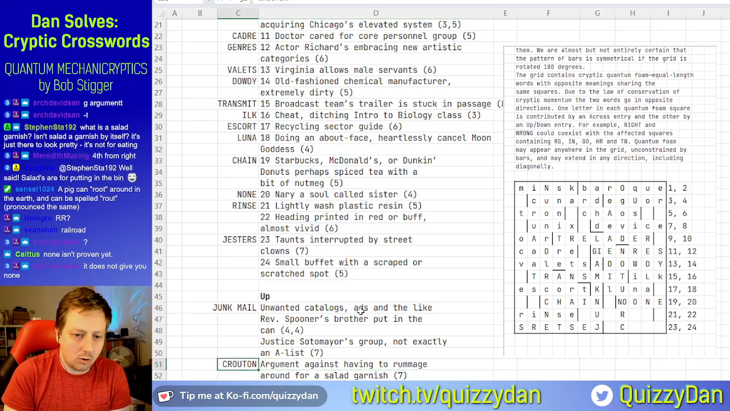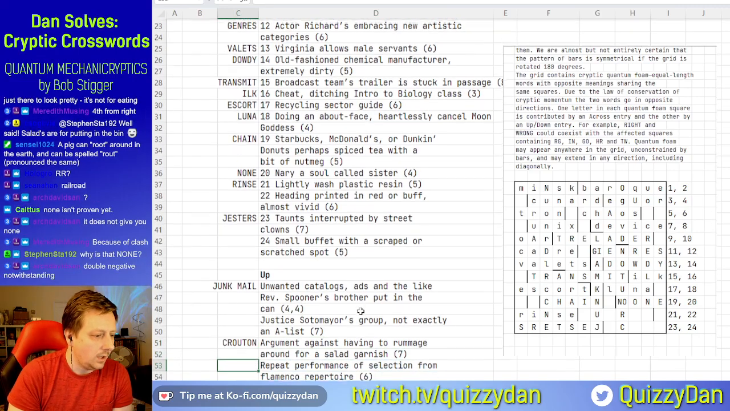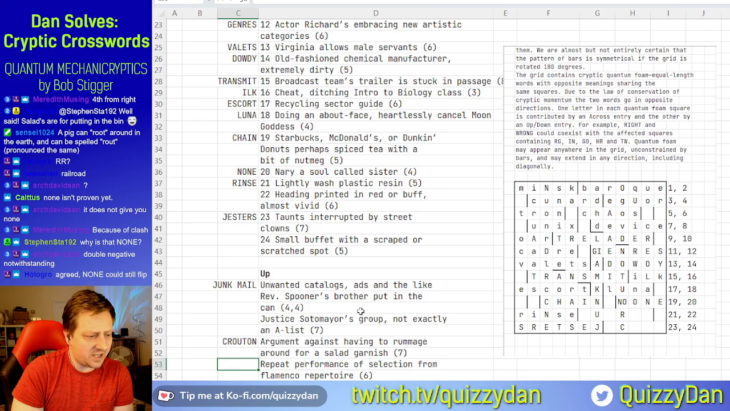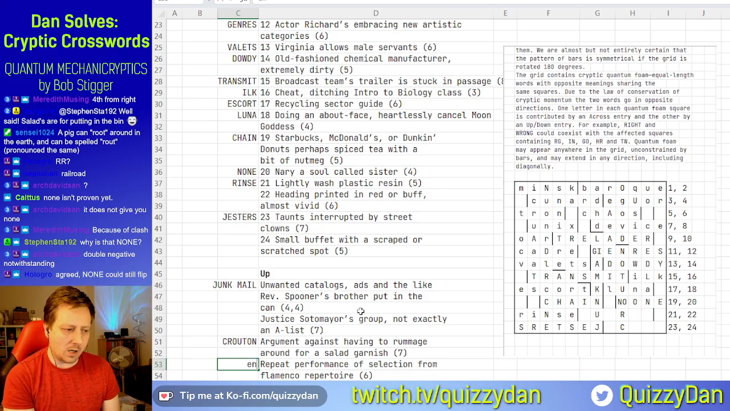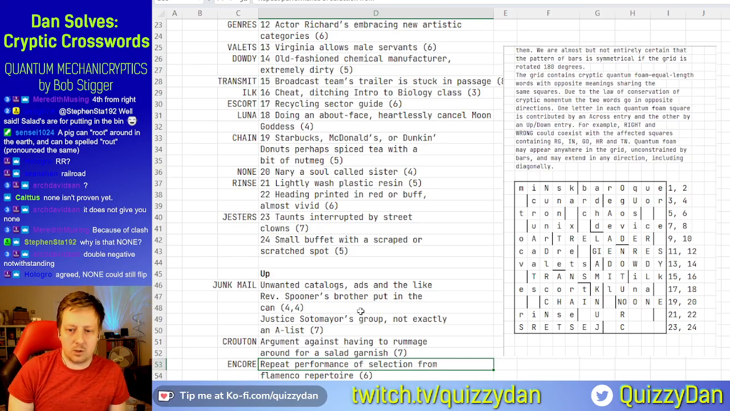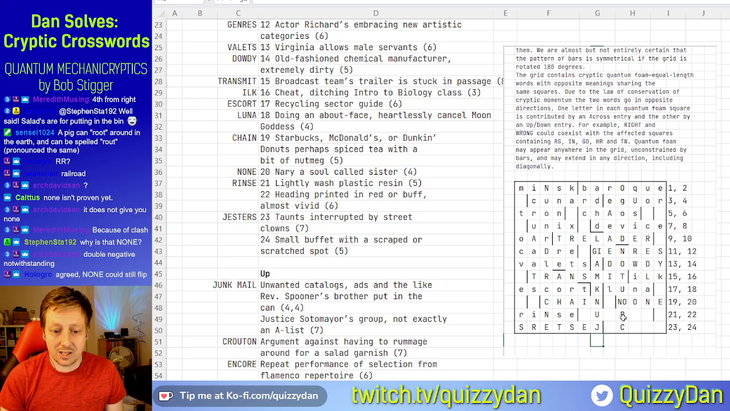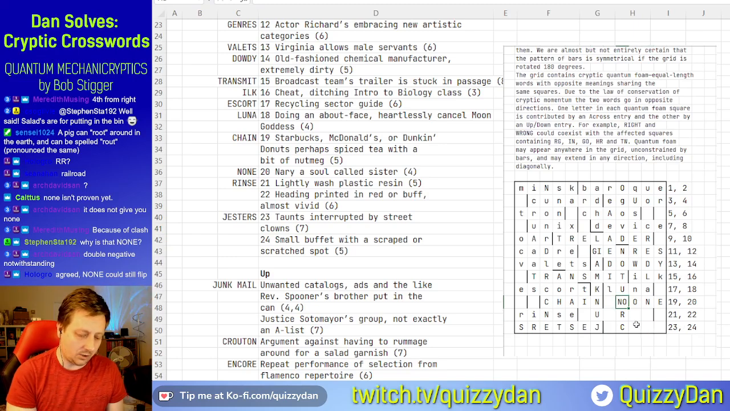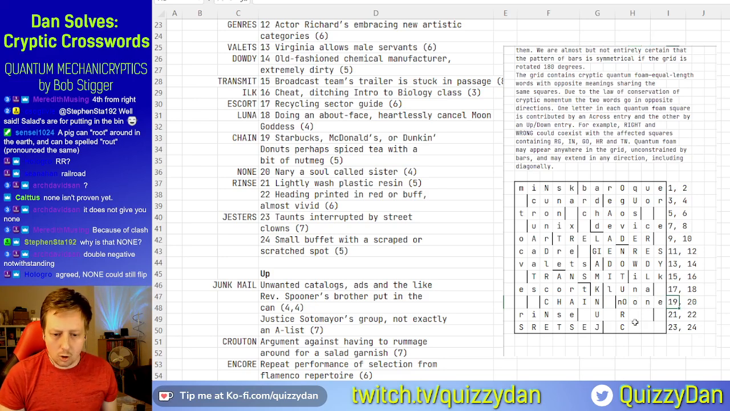So right and wrong, that could coexist. I mean, up and d for down. Repeat performance of selection from flamenco repertoire. It's my favourite. I'm going to go straight for it for encore. It's hidden in flamenco repertoire. None could still flip, could it? Because of a clash. Okay. I'll put it back. Encore.